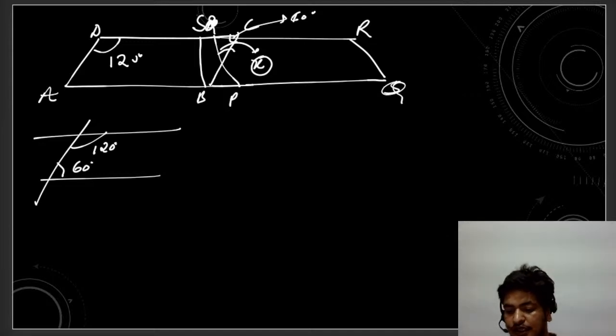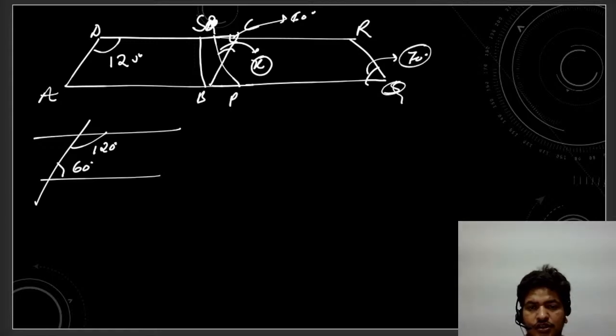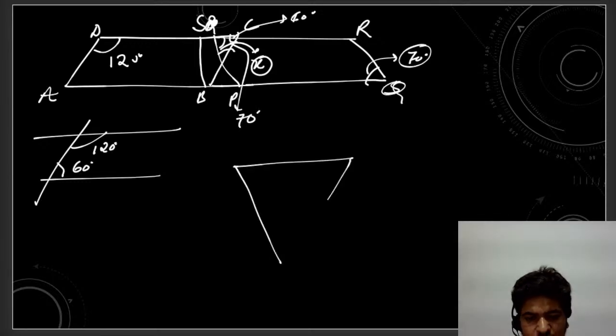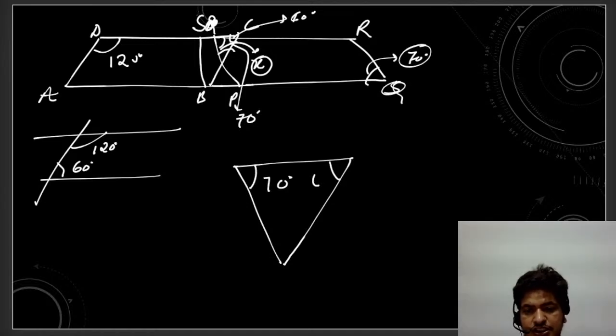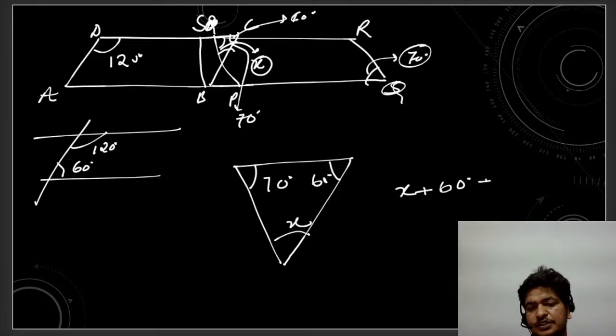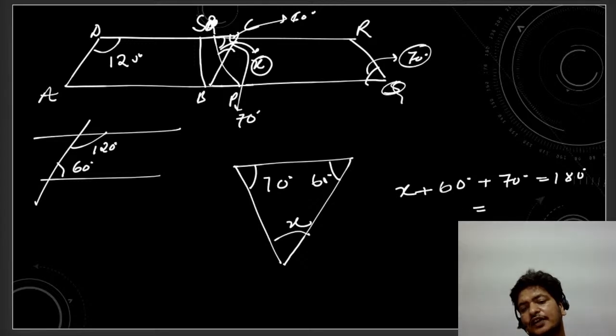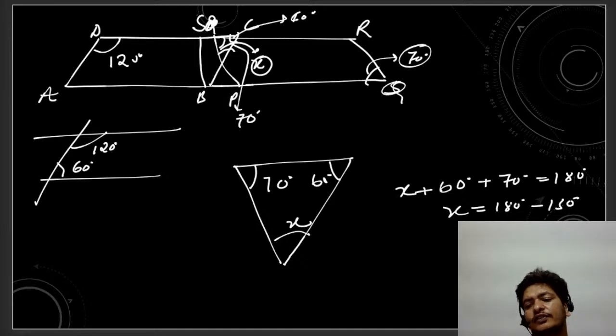Now if q is given as 70 degree, तो इसके ऑपोजिट एंगल कौन सा होगा, this one is also equal to 70 degree. सो तुम्हारे पास एक ट्राइंगल बन रहा है. This angle is equal to 70 degree, this angle is equal to 60 degree, and this angle is equal to x. So we can write x plus 60 plus 70 equal to 180 degree. So we are getting the value of x equal to 180 minus 130 degree, that is equal to 50 degree.